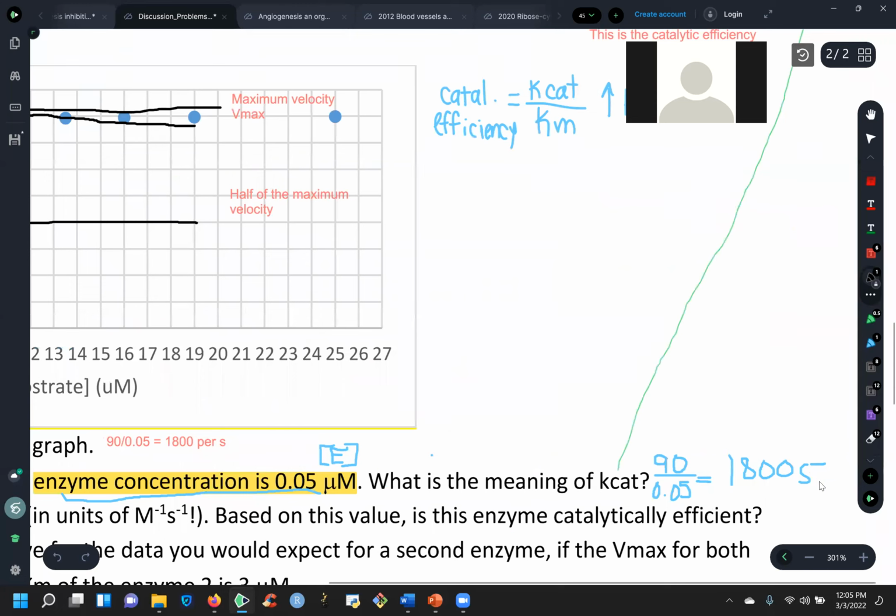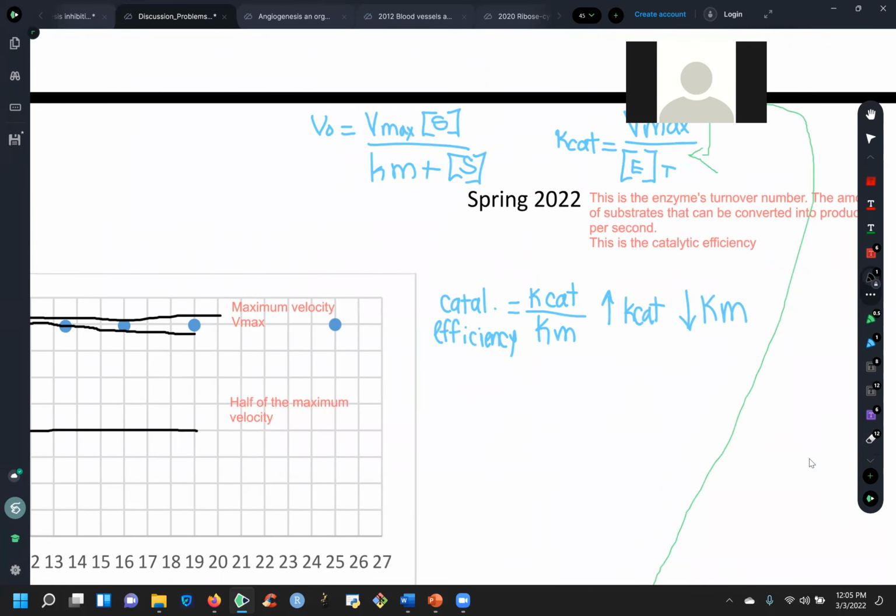The S with a negative sign up top means per second. So 1800 substrates per second are turned into products. With this enzyme, 1800 circles are turned into triangles in 1 second. So its Kcat, catalytic efficiency, turnover number is really high. So it's a great enzyme, really good employee, right?